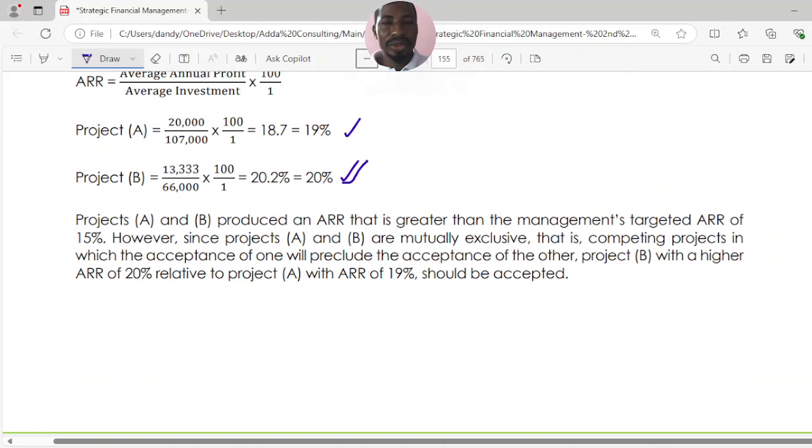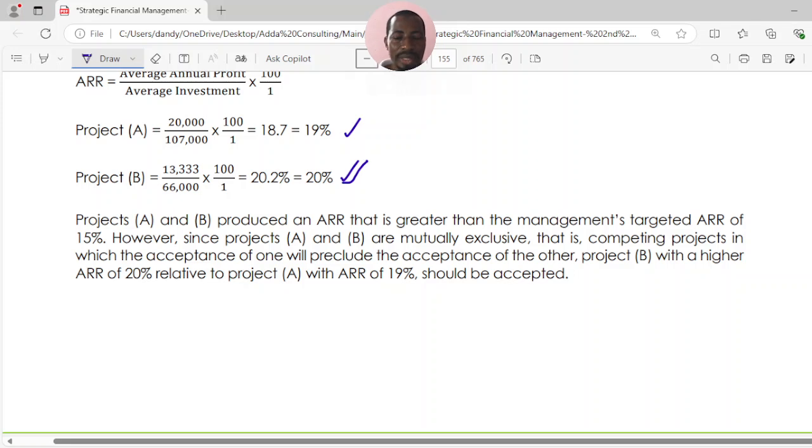accounting rate of return. So we are done with discussing non-discounted cash flow method. We have discussed so far the payback period and then the accounting rate of return concept. So the next thing we want to do to close the class is to explain relevant cash flows. All right, let's explain relevant cash flow.